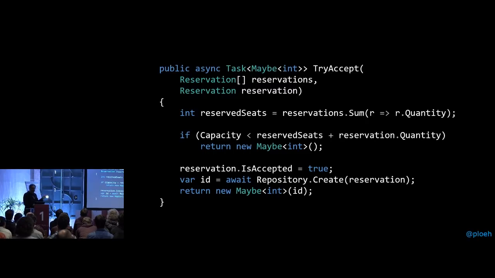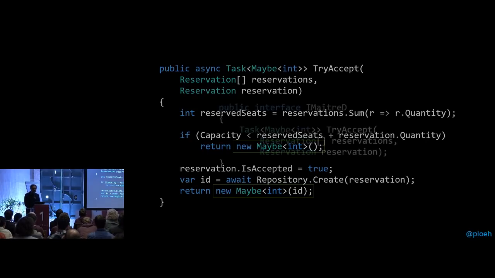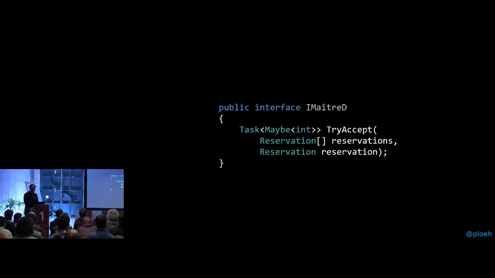And the changes to the code itself are fairly minimal. Instead of returning null, I'm returning a maybe of int that is empty. And instead of returning the integer directly, I'm going to package that integer that comes from repository create in a populated maybe. So again, I'm going to have to change the IMaitreD interface.